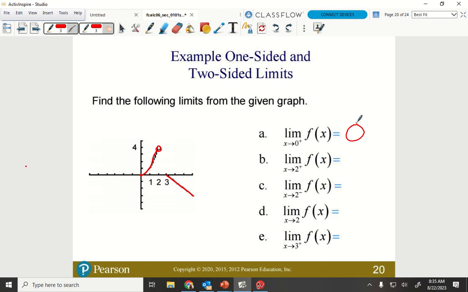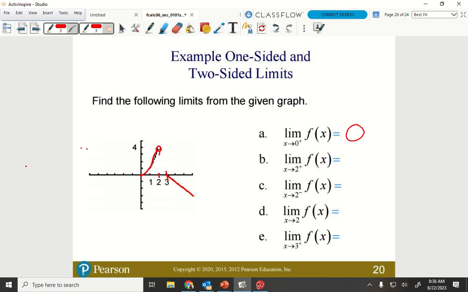Okay, the limit of the function as x approaches 2 from the right side. If you look, here's 2, isn't there? And that's right there. But in between there, isn't there a gap? It would be undefined. No limit exists. No limit exists because there's a gap. So right here, there's nothing connecting on the right side of the 2.